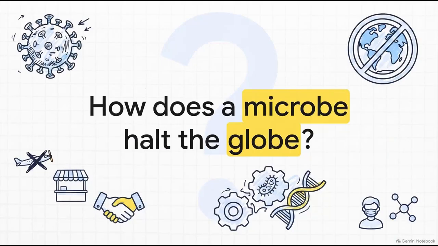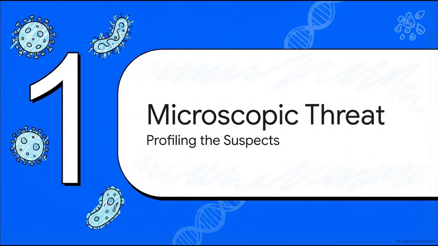So, to start our investigation, we have to ask ourselves a really profound question. How on earth does an invisible, totally silent enemy manage to bring all of modern society to a grinding halt? It's something we've obviously all experienced firsthand, but the actual mechanics behind it are fascinating because it's not just random chaos, right? It's a highly structured biological process. All right, let's get into Section 1, the microscopic threat, profiling the suspects.